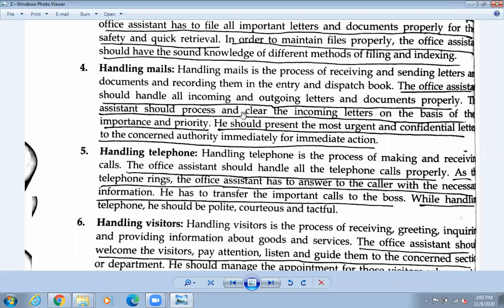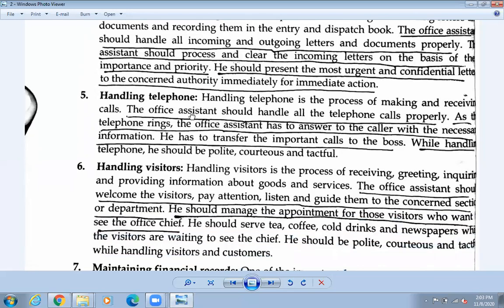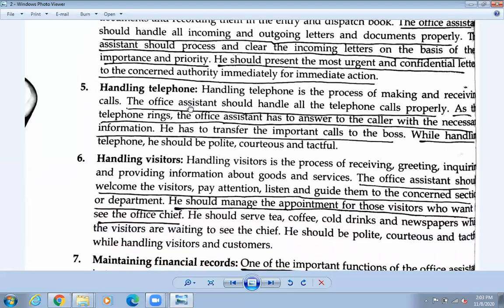The assistant should process and clear the incoming letters on the basis of the importance and priority. Okay, so importance एकदम नराम्रो, so एकदम नचाहिने हो भने चाहिँ we need to throw it. कामै छैन किन फाइलिङ गर्नु तिनीहरूलाई. But if it is too urgent or less urgent, okay, so they need to find out the priority. If त्यो चाहिँ बसलाई देखाउनु पर्ने छ भने चाहिँ urgently you will go. Okay, so and you will show to your boss so that तिमीहरू quick action लियोस् त्यो ठाउँमा. Okay, so we should present the most urgent and the confidential letters to the concerned authority immediately for the immediate action. Okay, so छिटो भन्दा छिटो त्यो चाहिँ ठाउँमा गइहालोस्.